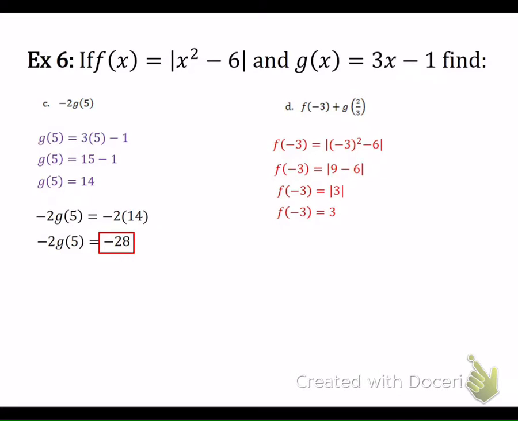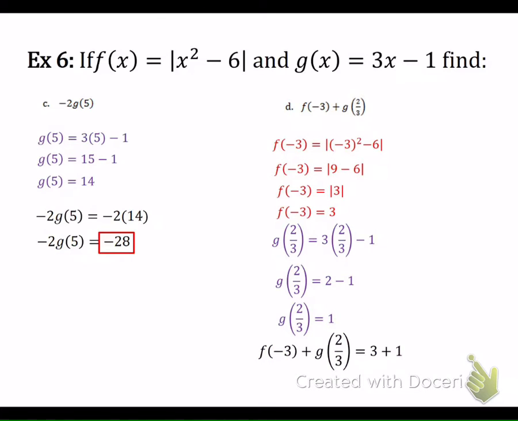Now we do g of 2/3. Looking at the g function again, g of 2/3 equals 3 times 2/3 minus 1. What happens to the 3's? Good. So we have 2 minus 1, which is 1. And what am I doing with these results? Adding them. So I want to add f of negative 3 with g of 2/3. Well, I know that f of negative 3 is 3, and g of 2/3 is 1, and 3 plus 1 is 4. That's your answer.